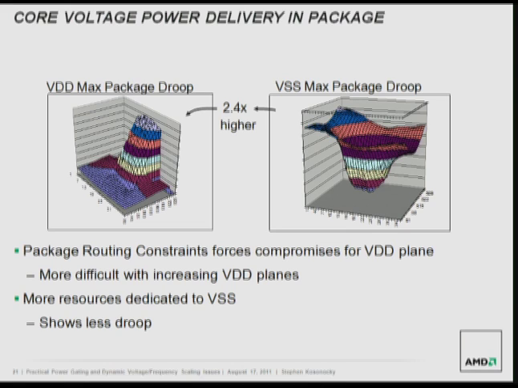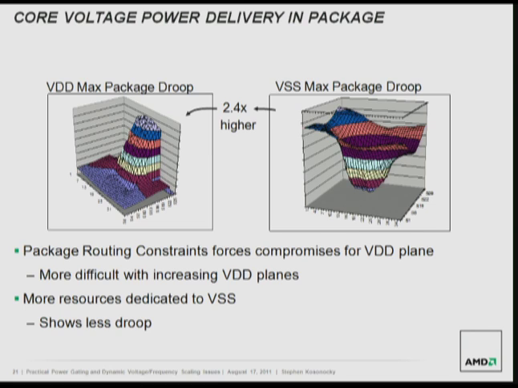We actually see a little bit higher droop across the die, and that's what this is showing on the left side. On the right side, we see the VSS is much more uniform across the die. But what's not shown here, the Y scale, of course, is that the droop on the VDD side is actually 2.4 times higher than the droop on the VSS side. And that's really because we just don't have as much resource dedicated to that distribution.